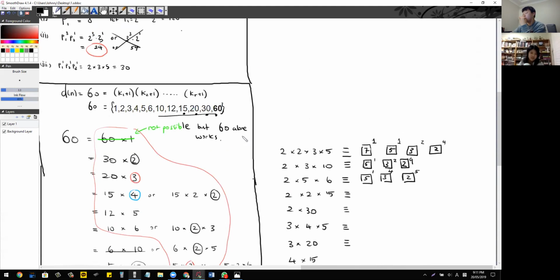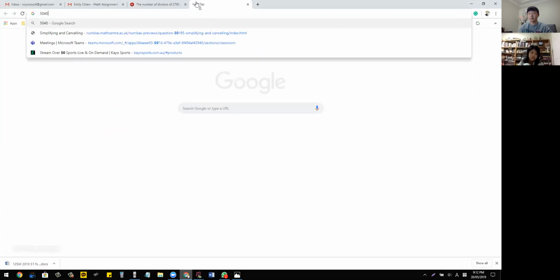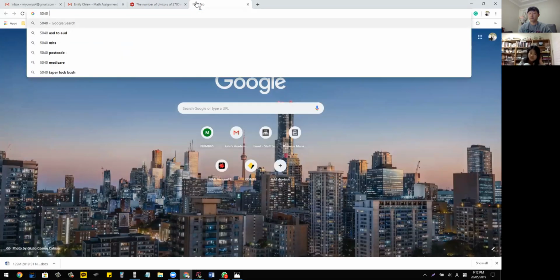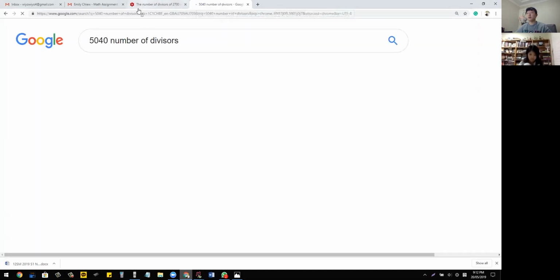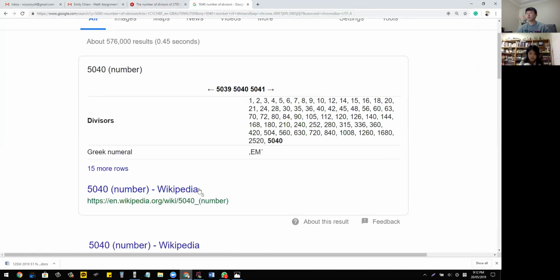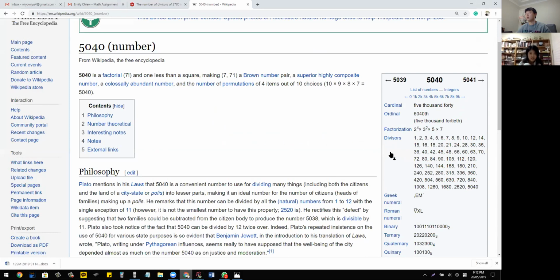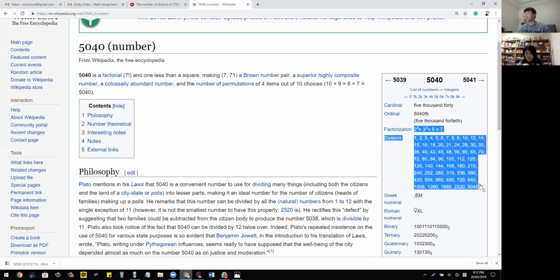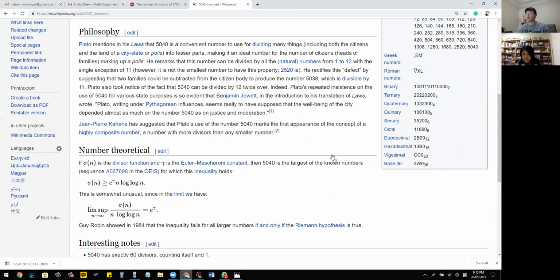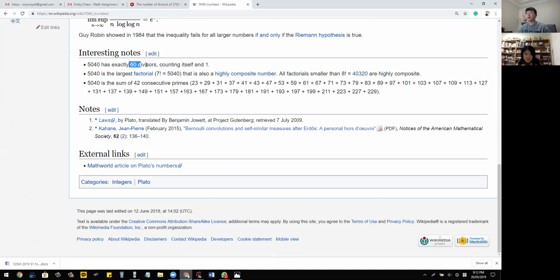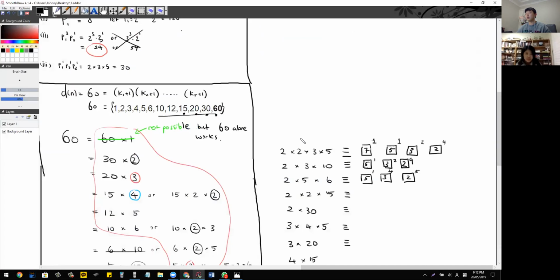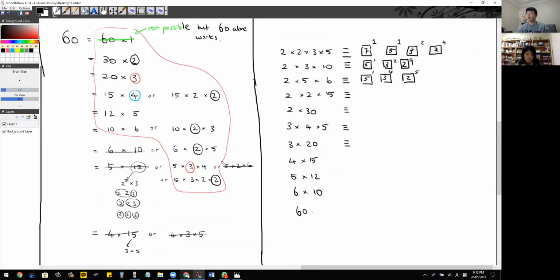Okay, so let's have a look. 5,040. Number of divisors. That looks like 60 to me. Does it look like 60? Yep. Not going to count. Number of divisors, yeah, 60 divisors. So it is working. I think we should call it a day here.